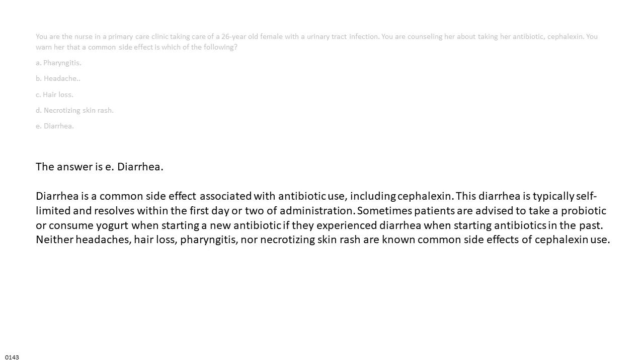A. Pharyngitis. B. Headache. C. Hair loss. D. Necrotizing skin rash. E. Diarrhea.